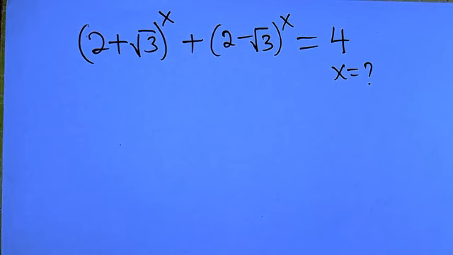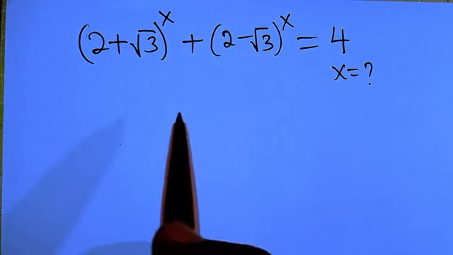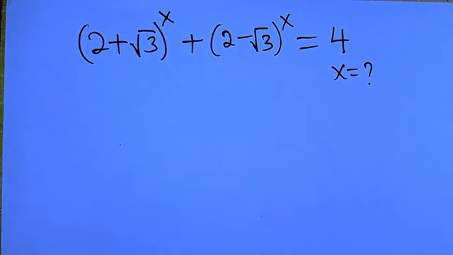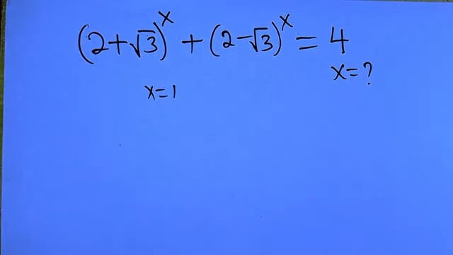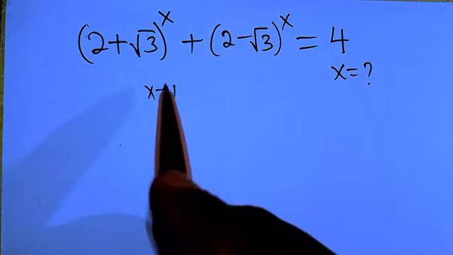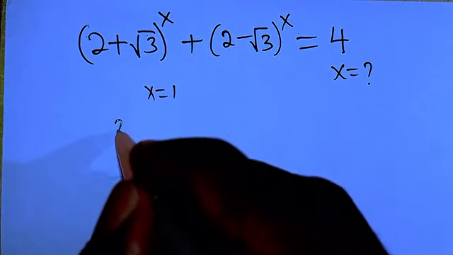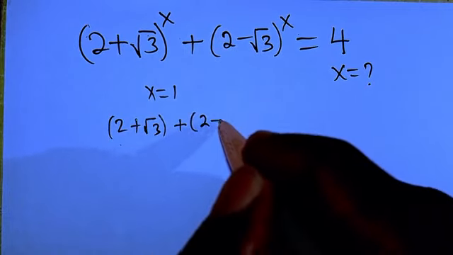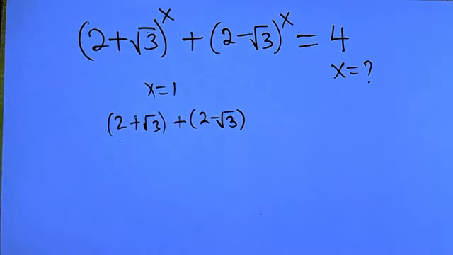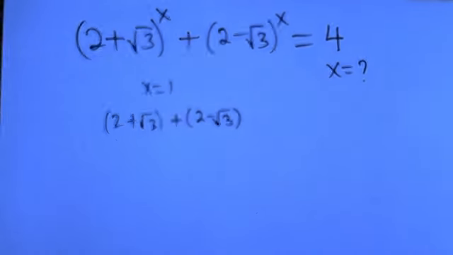But quickly, we can see that by guessing, we can simply say x equals 1. It's very easy. But is it only x equals 1 we have as the solution? We are going to check that as we continue solving it. But from here, if x equals 1, that is 2 plus root 3 plus 2 minus root 3.